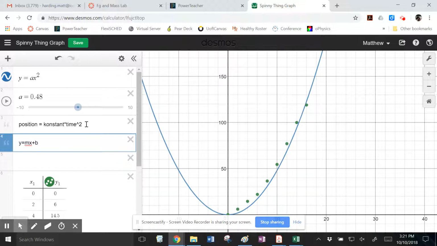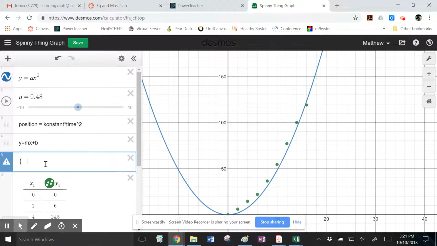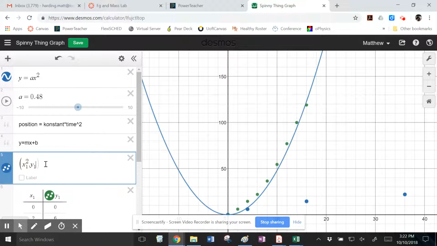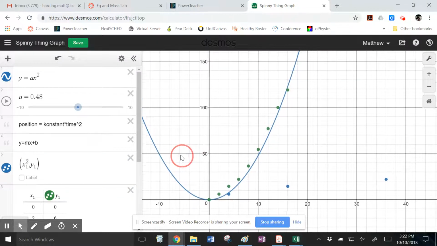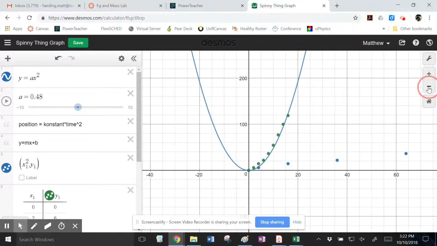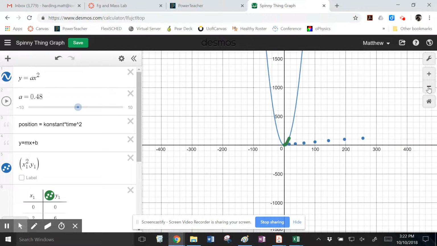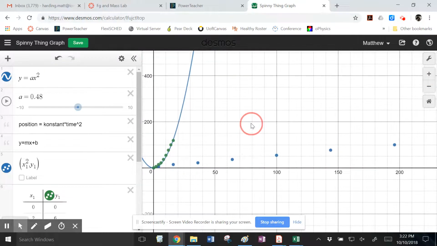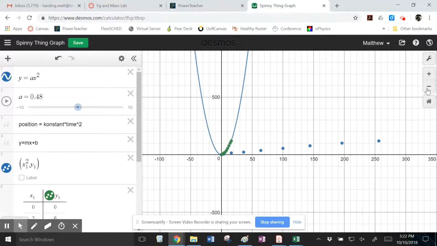Okay? So what I need to do then is tell this thing to graph x1, but it needs to square it. Okay? And then it doesn't need to do anything to y1. So it can just plot the x1 versus y1. And let's see what that looks like. Ooh, it's really low to the ground there. Eek. Okay. So now it goes out a ways because I'm squaring all these values for time.